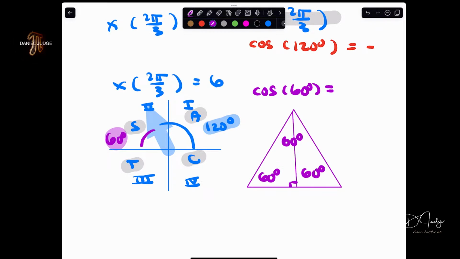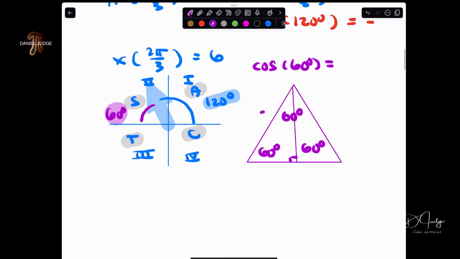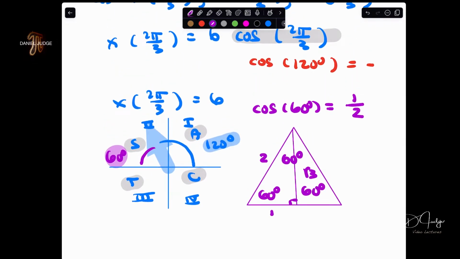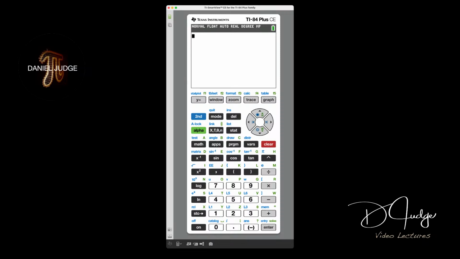Remember some definitions here. There's a few ways to do this. 2, 1, square root of 3. The definition of cosine is adjacent over hypotenuse. Now that's cosine of 60, but we're trying to find cosine of 120. All that'll be is negative 1/2.